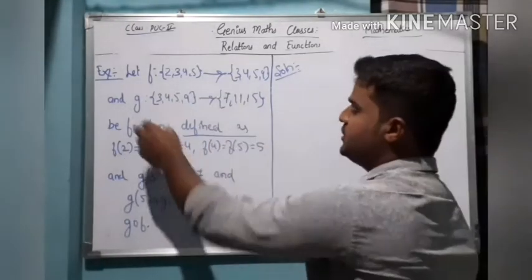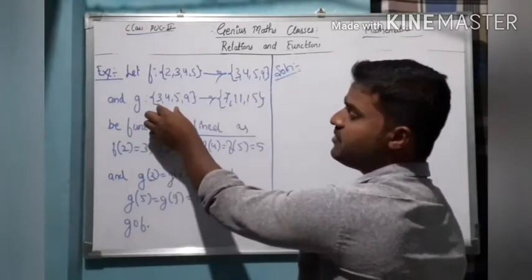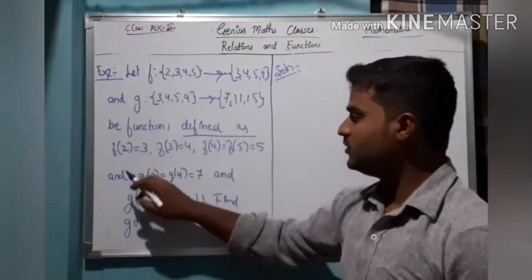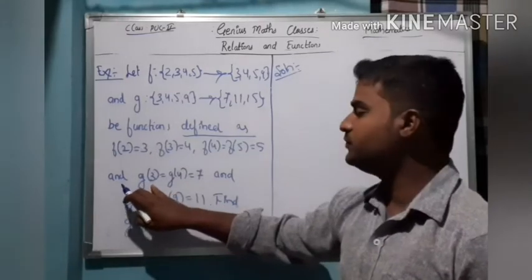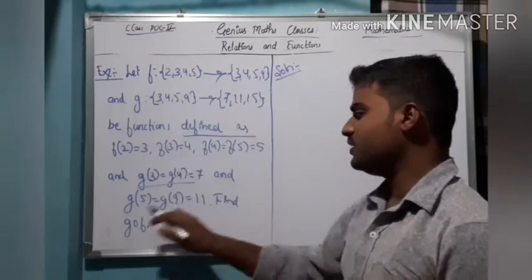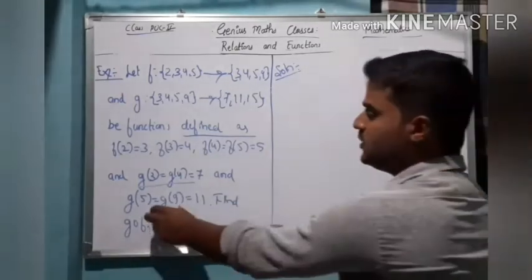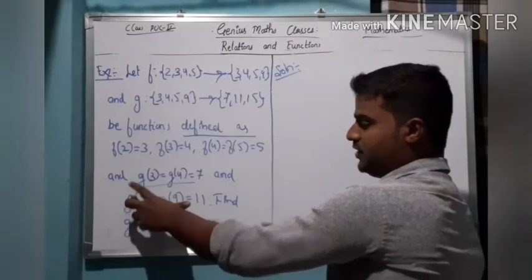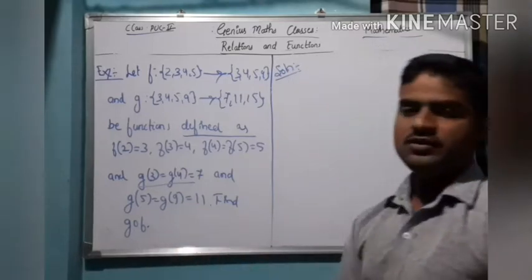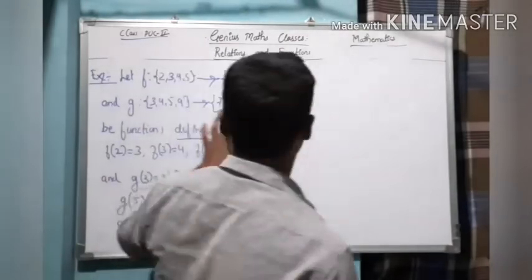And now function g. g of 3 equal to g of 4. So this function g is defined from {3, 4, 5, 9} to {7, 11, 15}. They are defined as g of 3 equal to g of 4 equal to 7, given. And g of 5 equal to g of 9 equal to 11. So this is the function g. Now you need to find g naught f.